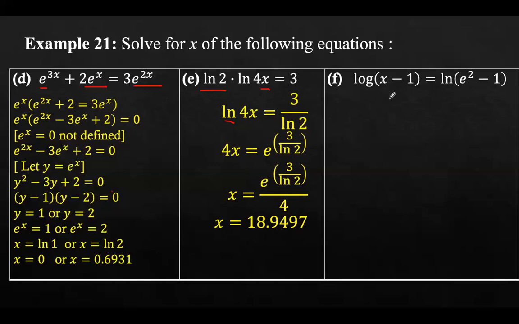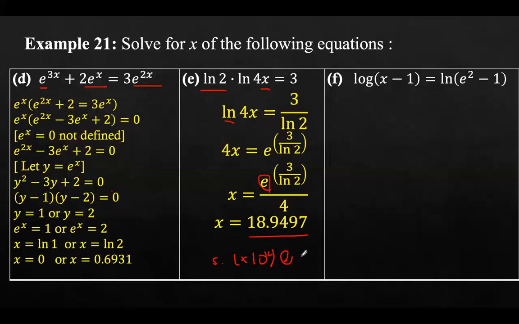So continue. For this part with E, how do you press E here? You just press Shift, and then the button down there near the ANS, the times 10 to the power of x button. That gives you E. So that's how you use your calculator.